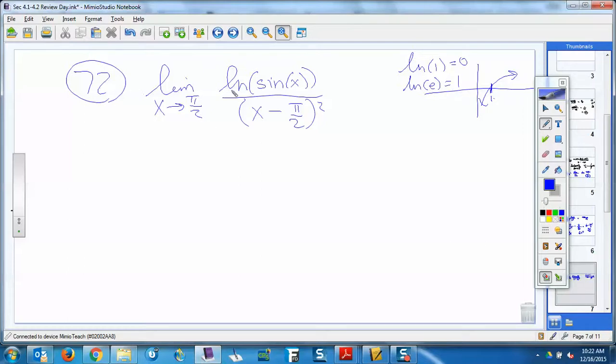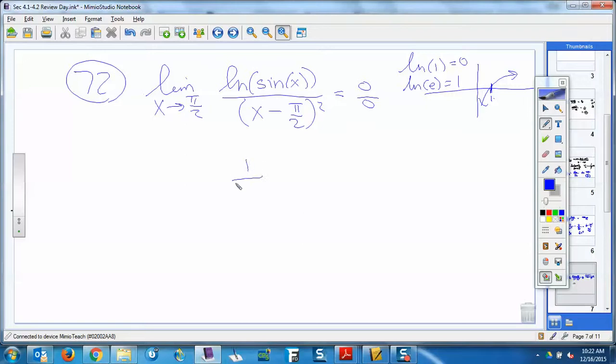So we put a pi halves in for sine. Sine of pi halves is 1. ln 1 is 0. So we get 0. Pi halves minus pi halves is 0. So this is a 0 over 0. Okay? So I would say L'Hopital's rule. Again, there's not many options here. There's none of our algebra stuff that would work here.